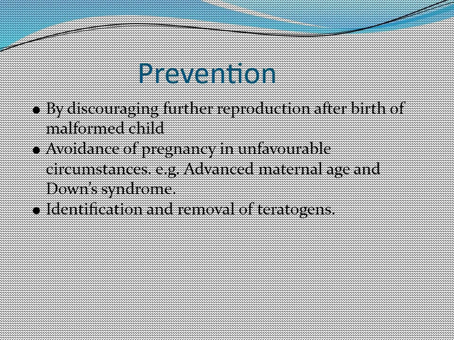There are three main approaches to the reduction of congenital abnormalities. Number one is by discouraging further reproduction after the birth of a malformed child. Number two is the avoidance of pregnancy in unfavorable circumstances, such as advanced maternal age and Down syndrome. Number three is the identification and removal of teratogens, such as certain drugs, for example, thalidomide, steroid hormones, folate antagonists, anticonvulsants, infective agents, for example, rubella, cytomegalovirus, herpes simplex virus, varicella zoster virus, and Toxoplasma gondii. Physical agents such as X-rays and irradiation.